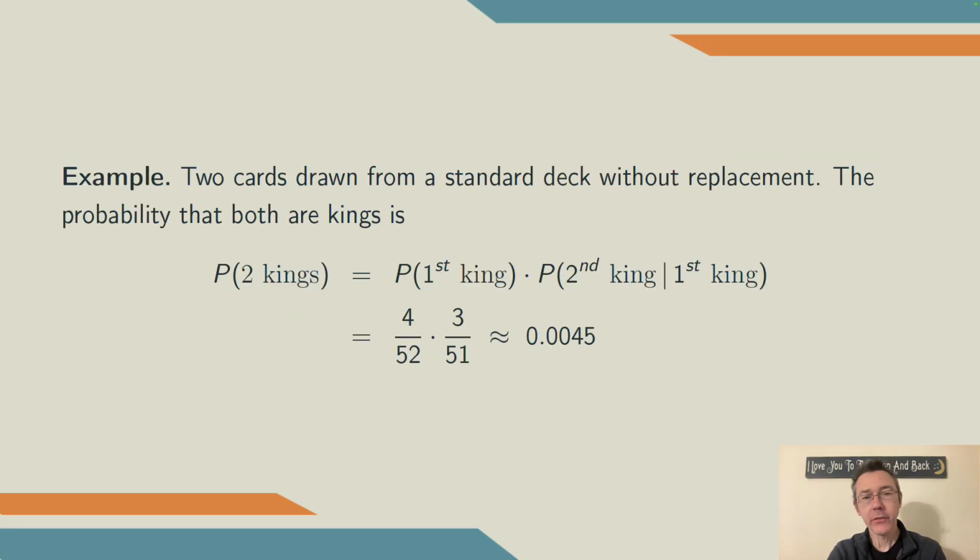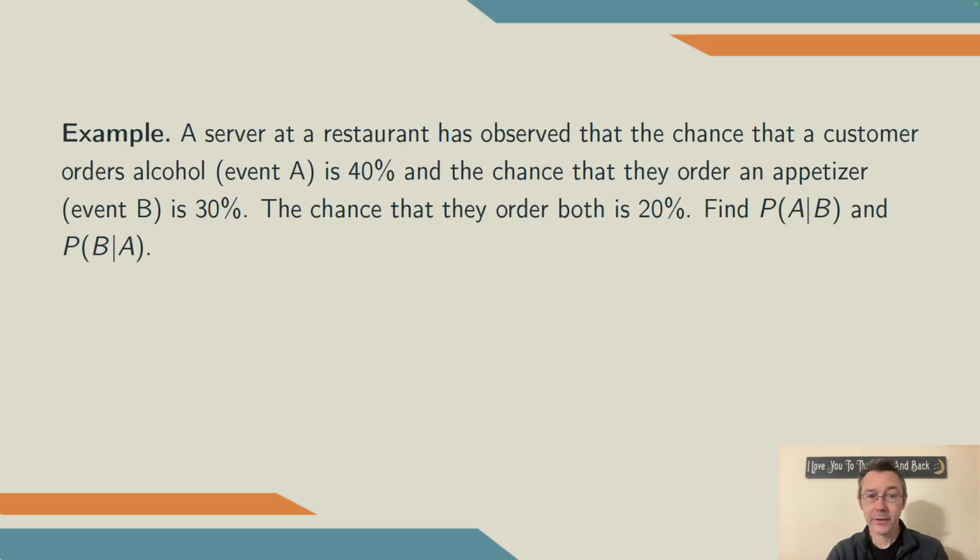For instance, let's take another 2 cards from a standard deck without replacement and find the probability that both are kings. So for the first draw, there are 4 kings out of 52, so 4 out of 52. And then for the second one, we assume that the first one was a king. So we have 3 kings left out of 51 cards total. We multiply 4 over 52 by 3 over 51. We get about 0.0045.